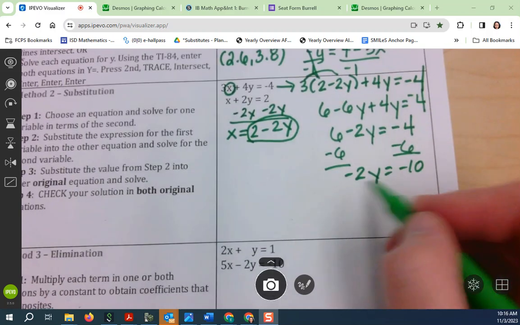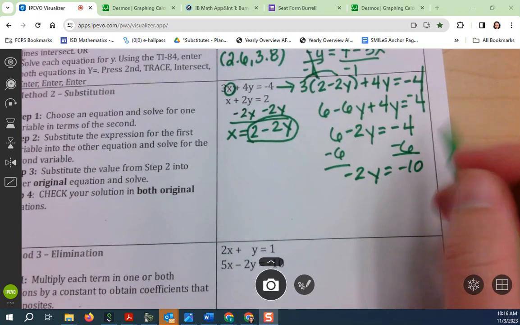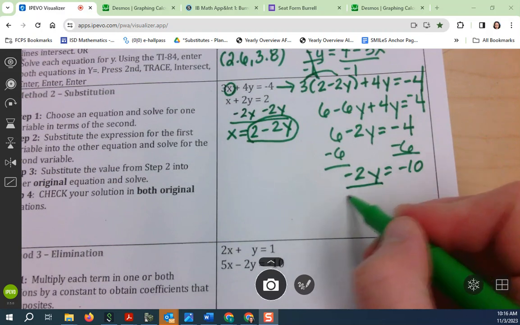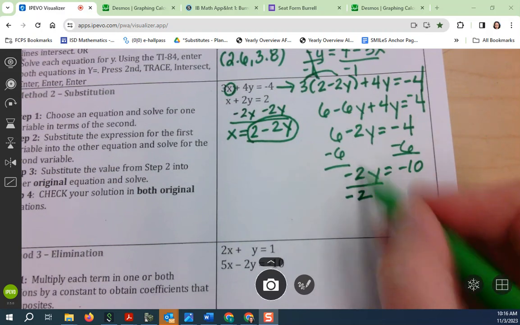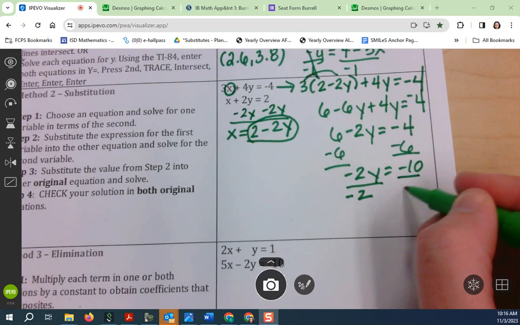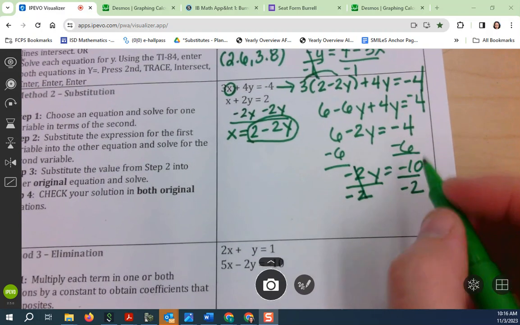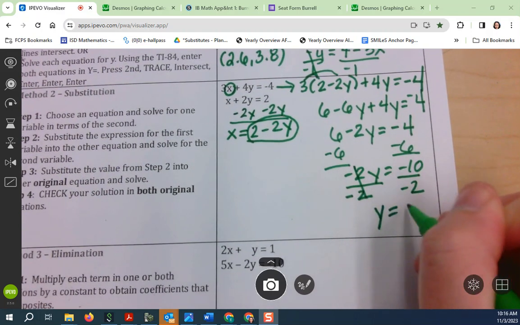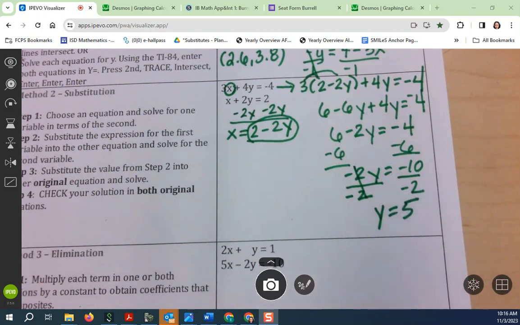And now I have negative 2 times y. To undo times y, I will divide by negative 2. To undo times negative 2, I divide by negative 2. And I get y equals 5. And that was a lot of work, but I'm actually not completely done yet. I'm going to pause for a sec, though.